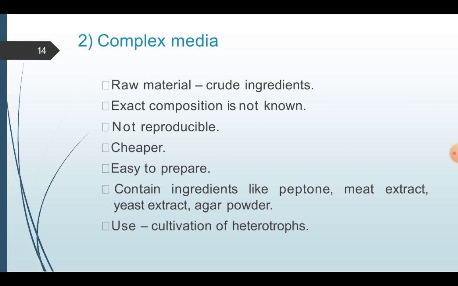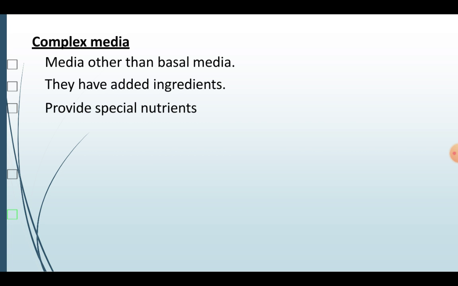The second one is complex media, made from raw materials or crude ingredients. Exact composition is not known, not reproducible, cheaper, easy to prepare. Contains ingredients like peptone, meat extract, yeast extract and agar powder. Used for cultivation of heterotrophs.